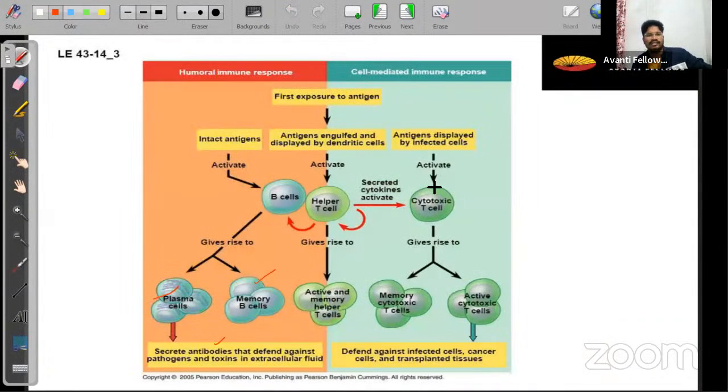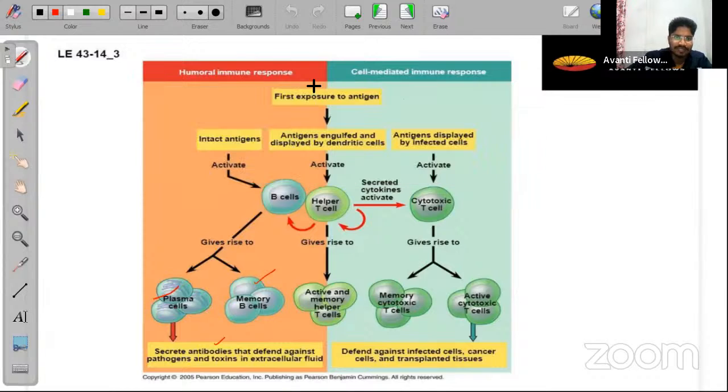And in the next slide, you can see how the humoral and cell-mediated immune response work, right? First, exposure to the antigen, engulfed and displayed by the dendritic cell. That is what I explained earlier.